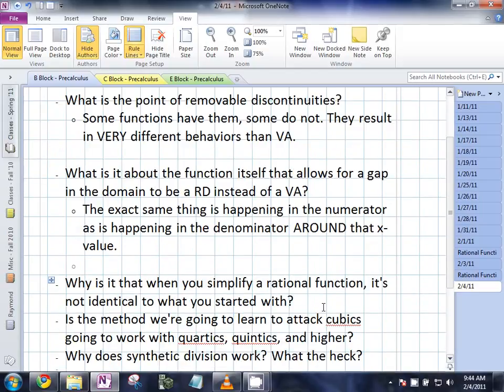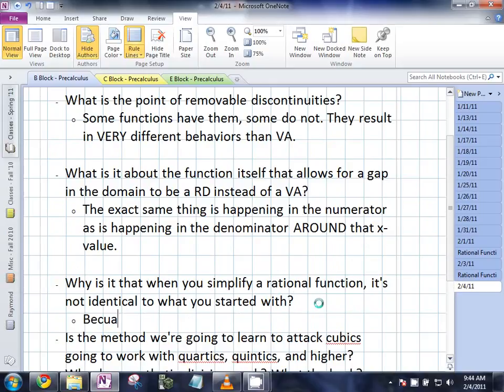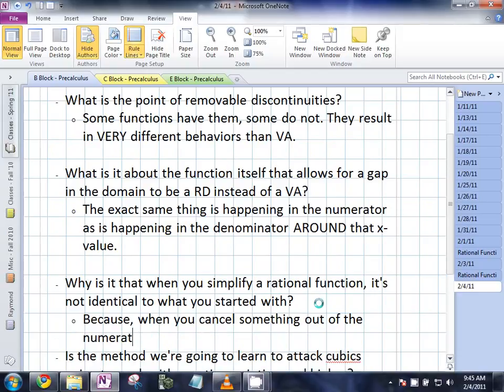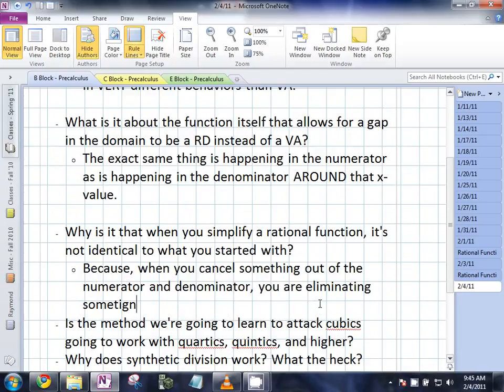Okay, why is it that when you simplify a rational function, it's not identical to what you start with? Because when you cancel something out of the numerator and denominator, you are eliminating something. You are taking something away. In the past, this hasn't mattered, because with the depth with which we've examined functions, we haven't gone very far. Did it matter if one specific value was gone?